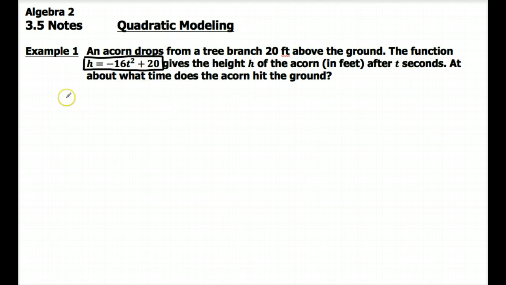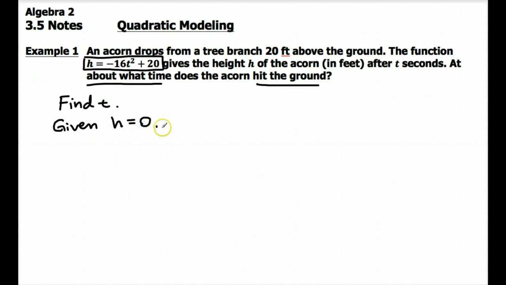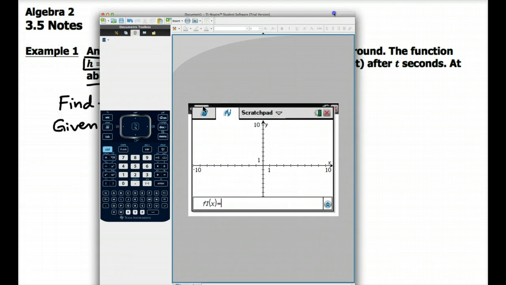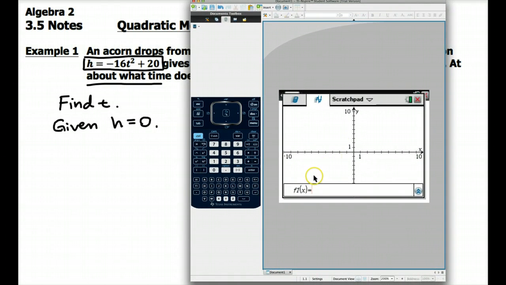Okay, so we want to find t for this one, so it's always important to know what you're looking for. We want to know the time, and so that means we must be given h. We're given that the acorn is hitting the ground, so that means h must be equal to 0. So we're going to find t whenever h is 0, and we're going to go to our graphing calculator to do this. So we're going to take this function, h equals negative 16 t squared plus 20, and we're going to type it into our calculator.